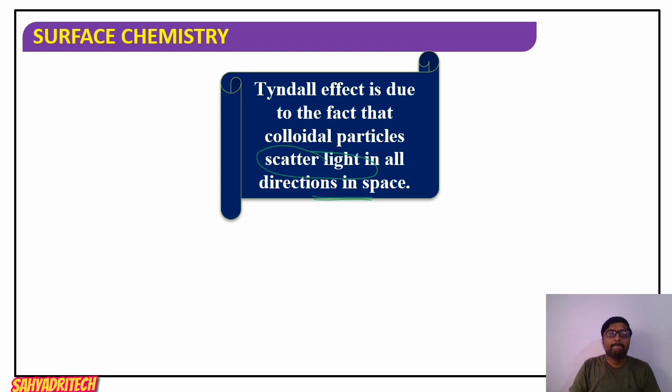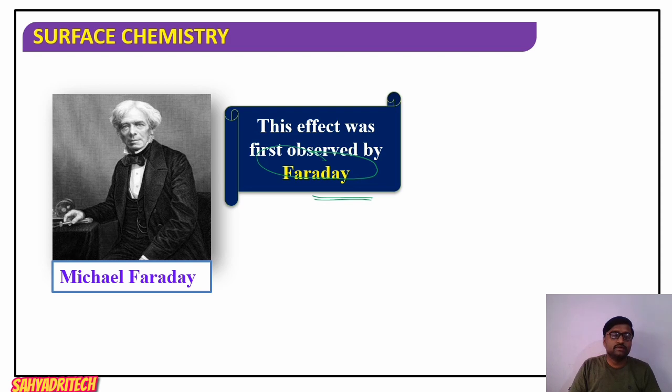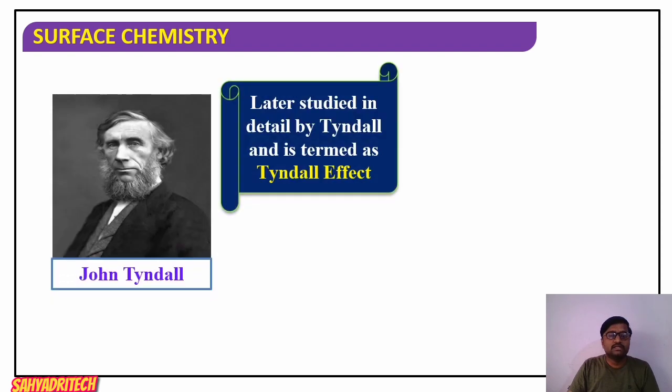Who observed this for the first time? This effect was observed by Michael Faraday, but this phenomenon was studied by Tyndall. Hence it is termed the Tyndall effect. For the first time, the study was begun by Michael Faraday, but it was studied in detail by John Tyndall. Hence it is named the Tyndall effect.